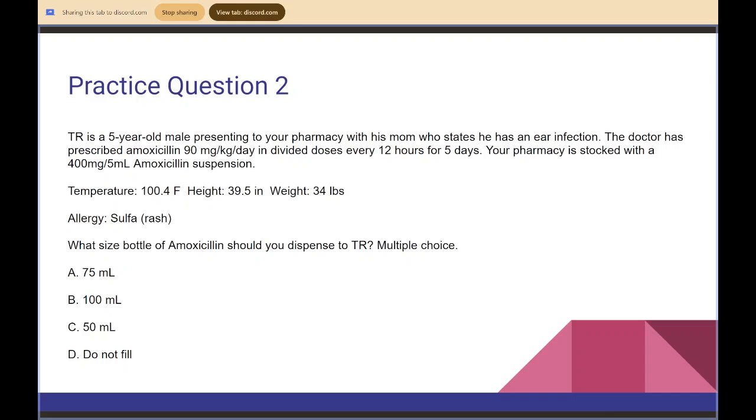Your pharmacy is stocked with a 500 mg per 5 ml amoxicillin suspension. Temp is 100.4, height is 39.5, weight is 34 pounds. The allergy is going to be sulfa. What size bottle of amoxicillin should you dispense to TR? This is multiple choice. A is 75 mils, B is 100, C is 50, and D is do not fill.